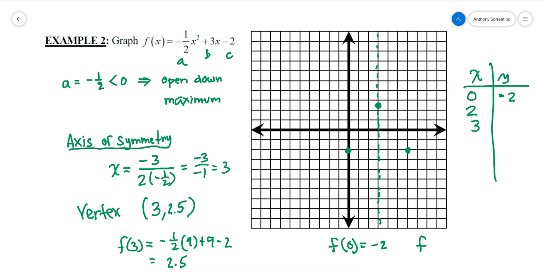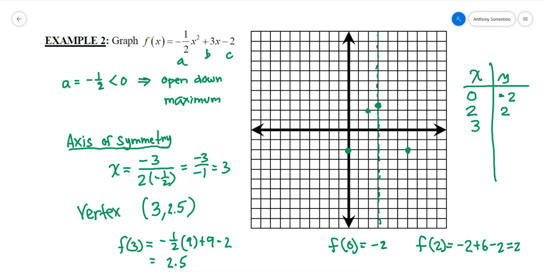F of 2, well, negative 1/2 times 2 squared. Well, 2 squared is 4. Negative 1/2 times that is going to give me negative 2. Plus 3 times 2, which is 6, minus 2. Negative 2 plus 6 is 4. 4 minus 2 is 2. So 2, 2 is a point. So 2, 2.